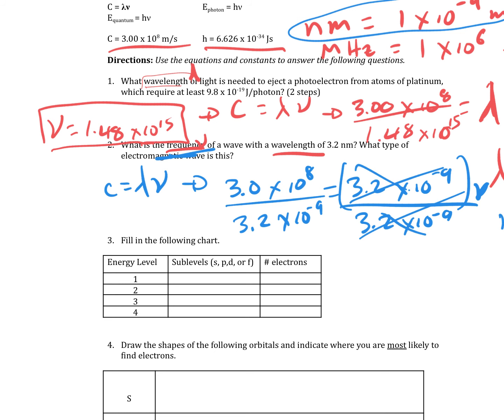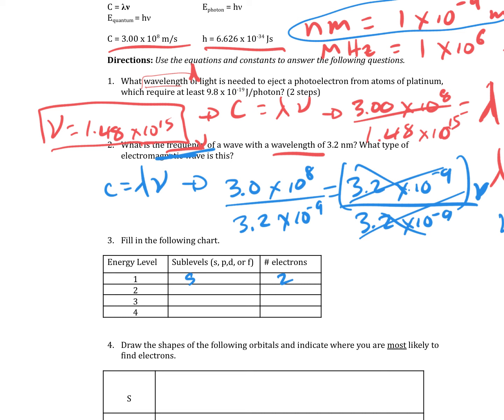Punch it out and you get your frequency, which is going to be 1/2, which represents hertz. Okay, fill in the following chart. Energy level 1 has only S because there's only 1. S can only hold 2, so 1 times 2 is 2.